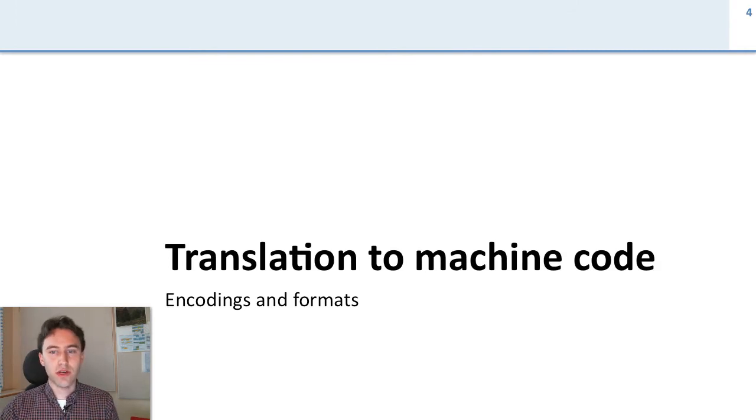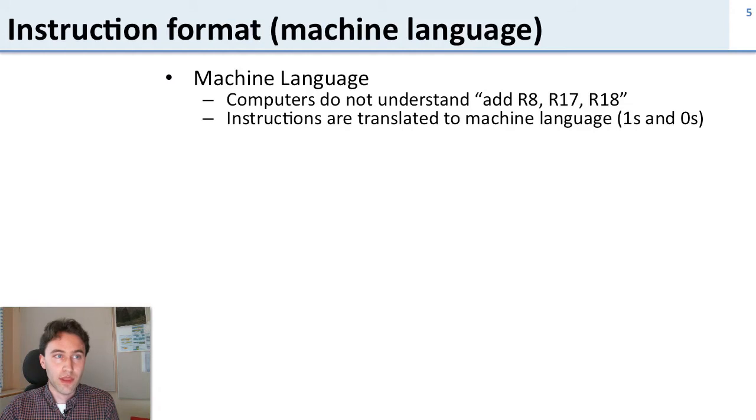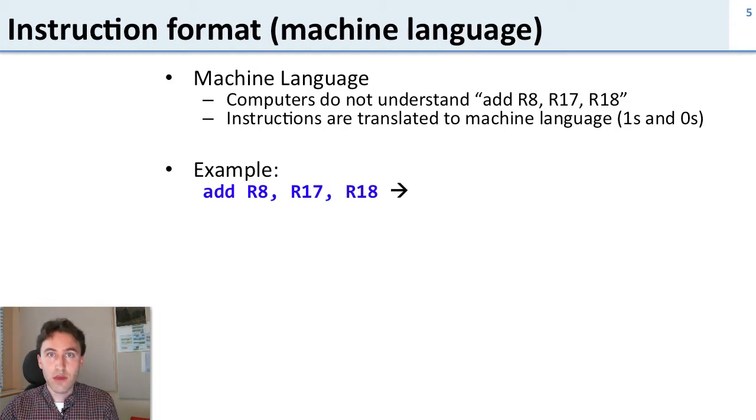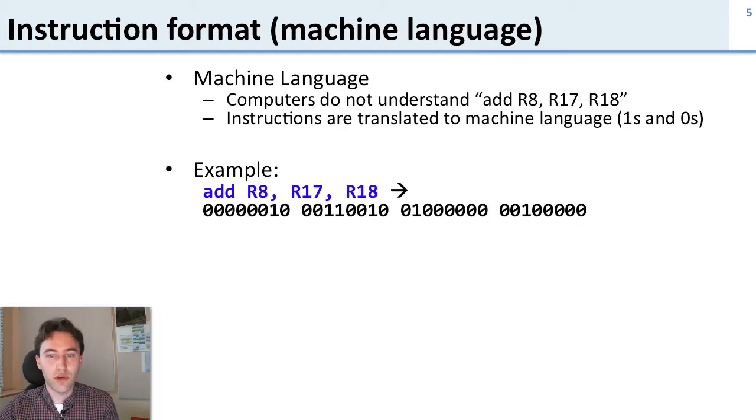So let's go ahead and get started, translating to machine code, and here we're going to talk about encodings and formats. So instruction format. Machine language is the ones and zeros that computers use. When we write add R8, R7, this isn't something the computer understands. So we have this add instruction here that we know what it means, but for the computer to understand it, we need to convert it into ones and zeros. And here are the ones and zeros for this add instruction in MIPS assembly language. And you can see there are 4 groups of 8 bits here. So this is 4 bytes or 1 word or one 32-bit instruction.